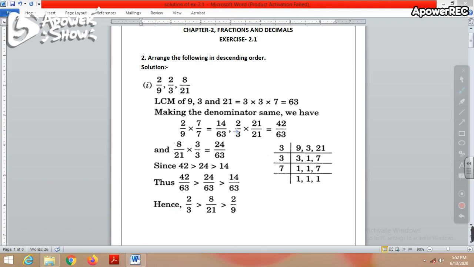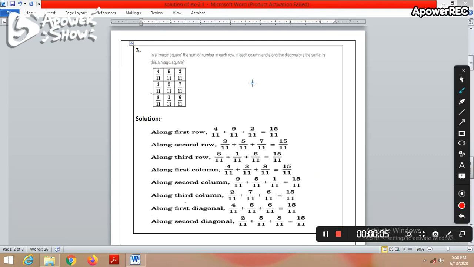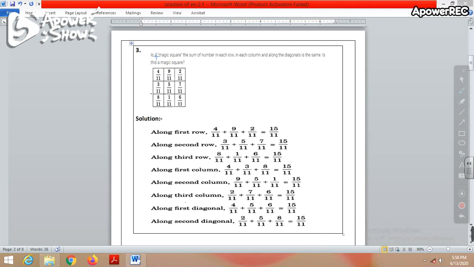So in this way we can arrange fractions in ascending and descending order. The second part of question number 2 is not discussed here, as you have to do it yourself. So let's move on to question number 3. In question number 3, a magic square is given. Magic square means a square in which the sum of numbers along the rows and along the columns and along the diagonals have to be the same.